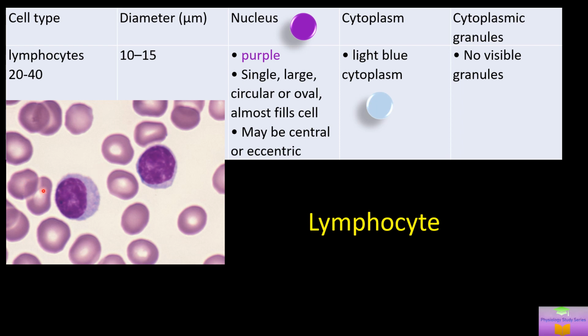The proportion of lymphocytes is 20 to 40% among the differential leukocyte count. And the diameter of the lymphocyte is 10 to 14 or 10 to 15 micrometers. And the size of a lymphocyte is roughly 1.5 to 2 times the size of a surrounding RBC.